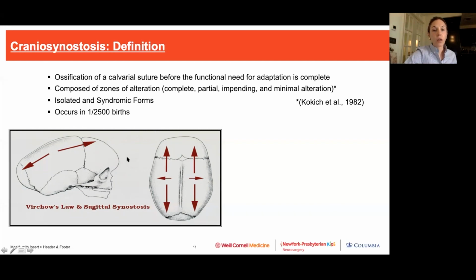So the ossification zones are the sutural zones. They're composed of zones of alteration. And there are isolated forms of synostosis, meaning it's just one suture involved. And then there are syndromic forms, and those are genetically driven. They're all autosomal dominant for the most part, and we'll look at what those look like. The isolated forms are not genetically driven, meaning there are genes responsible for them, and we'll talk about them, and we're doing some really interesting research about that right now, but they're not heritable. So we don't see it passed down from family member to family member, but yes, there are genes that are responsible for synostosis. The syndromic forms are absolutely heritable, and they result in multi-suture involvement. Typical incidence is 1 in 2,500 births.